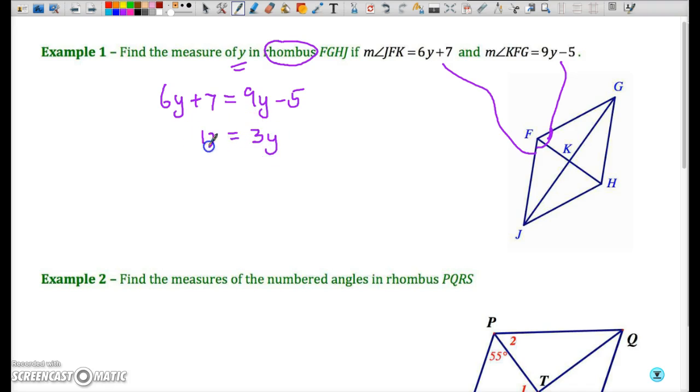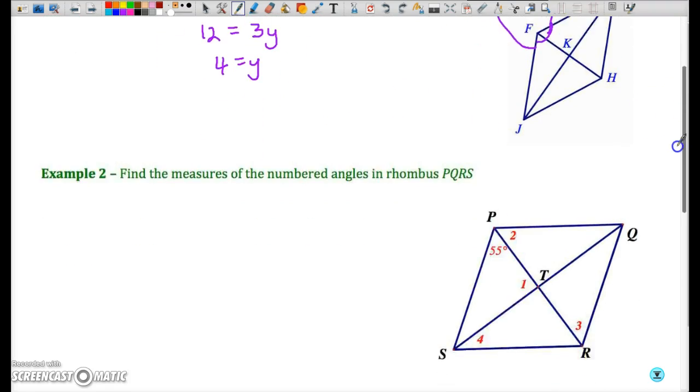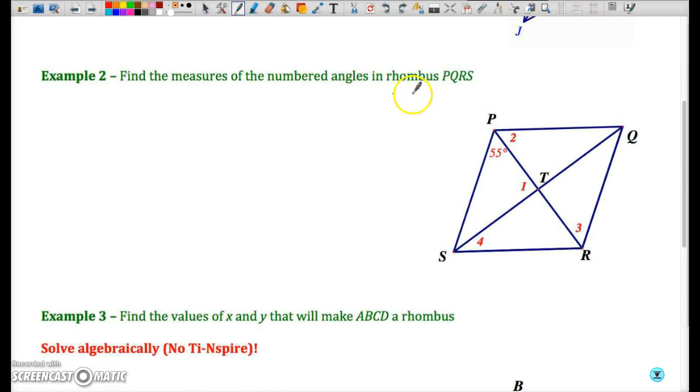So we have 3y is equal to 12, divide both sides by 3, y is equal to 4. Okay, moving on to example 2, we have to find the measures of the numbered angles, again given that it is a rhombus. And so what I'm going to begin by doing is filling in the key information.